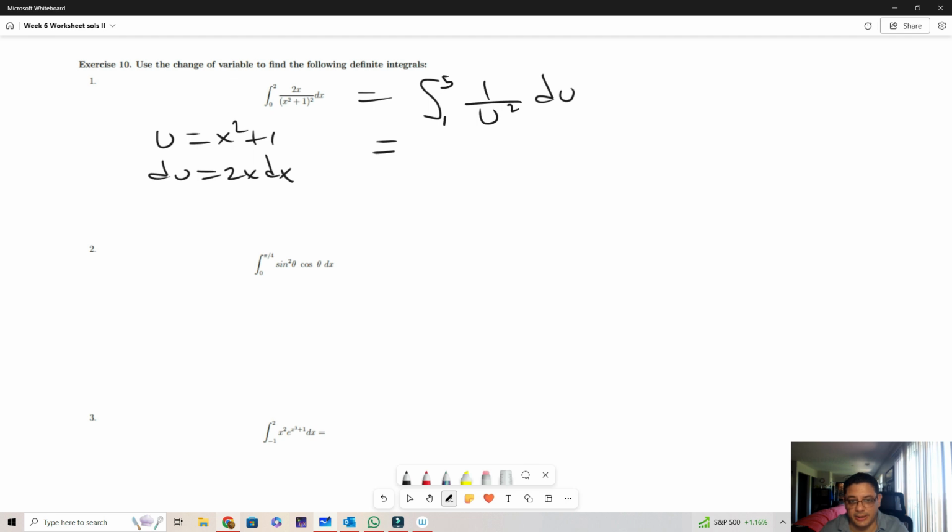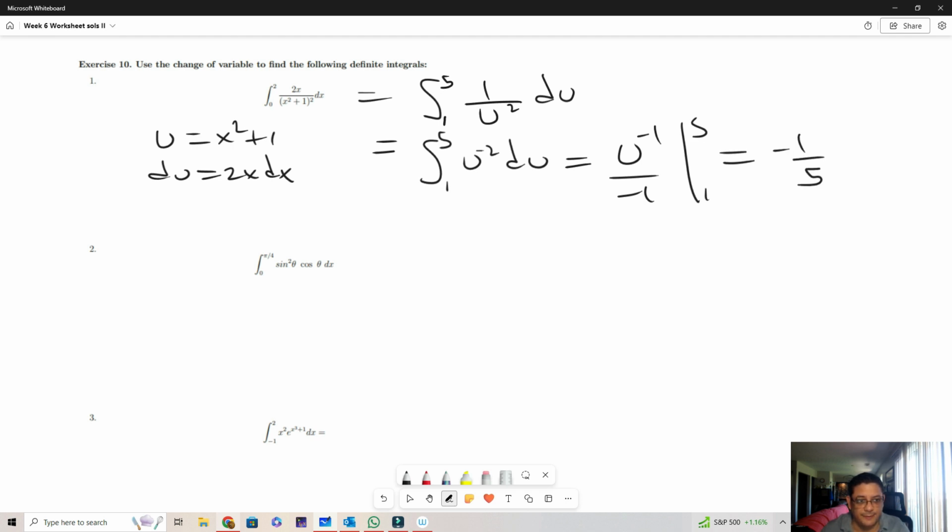Now I can integrate this, of course. This is u to the minus 2 du between 1 and 5. And that will be u to the minus 1 over minus 1 between 1 and 5. And this will be minus 1 over 5 plus 1. And that'll be the end result for this one. This is 5 over 5, so overall this is 4 over 5.